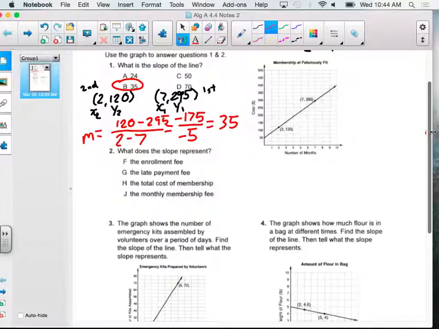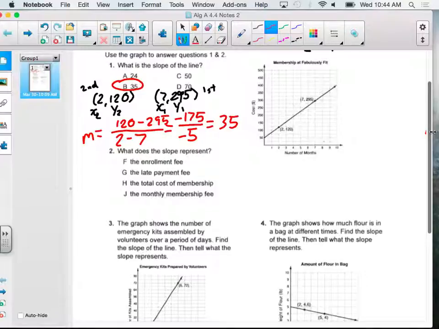All right, so moving on to number 2. What does the slope represent? So first off, what is our graph showing? The incline of the line. Say that again, Noah? The incline of the line. Yes, and then Michaela, you said something? Cost per month. Monthly membership. Okay, yep, so right here it says membership at Fabulously Fit.